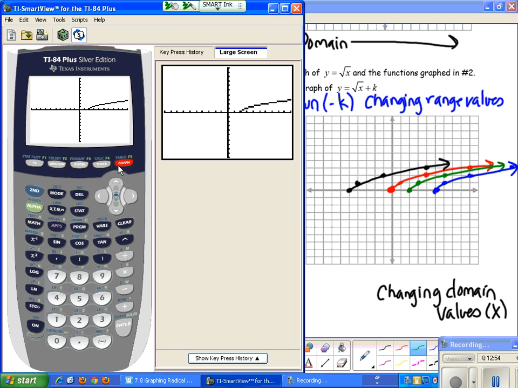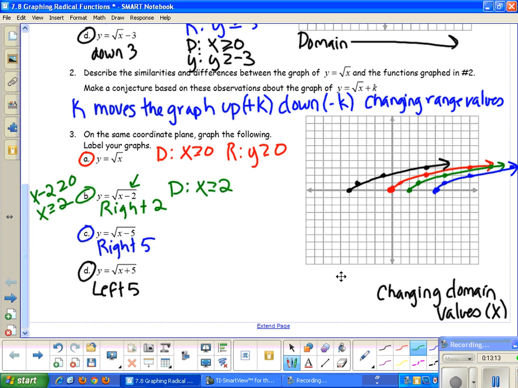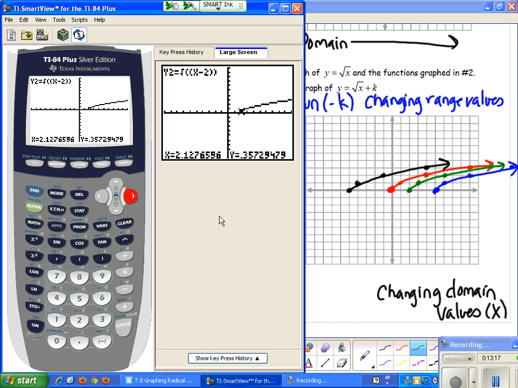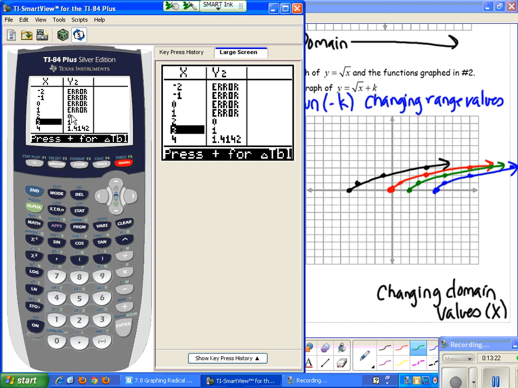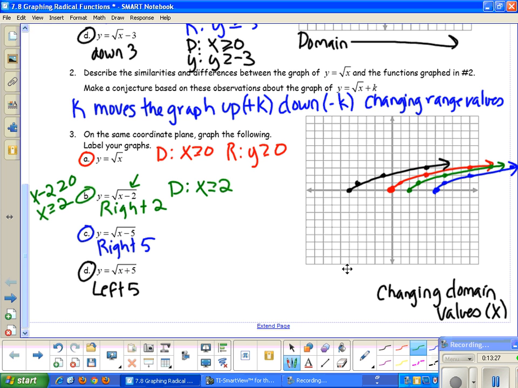And even if you go to your graph and you hit trace, you can confirm if you look at your x values that are below 2, notice that there is no y value there. And we don't get a y value until we get to an x value of 2. So that's another way that you can tell that that's where your domain values start. And to tell what your range values are, you can also use your calculator table. So if my x values start at 2, where do my y values start? Well, in this case, they start at 0, and I can do that for all of the graphs.